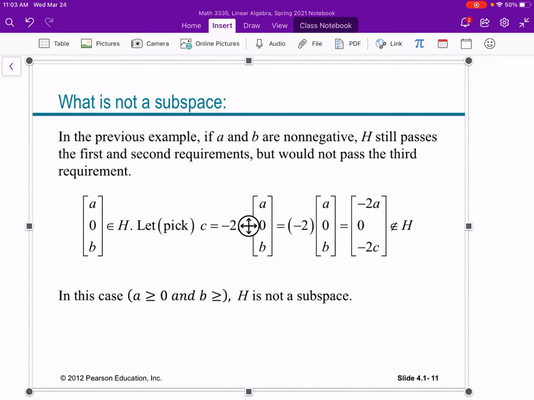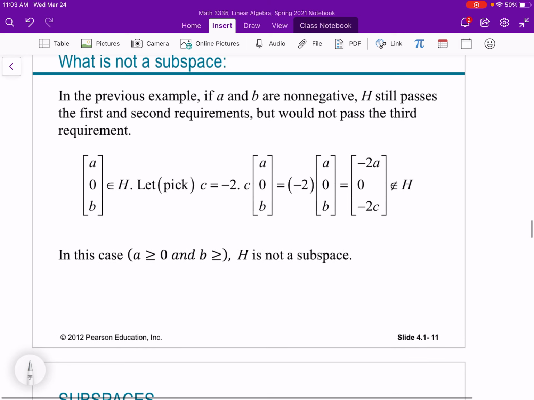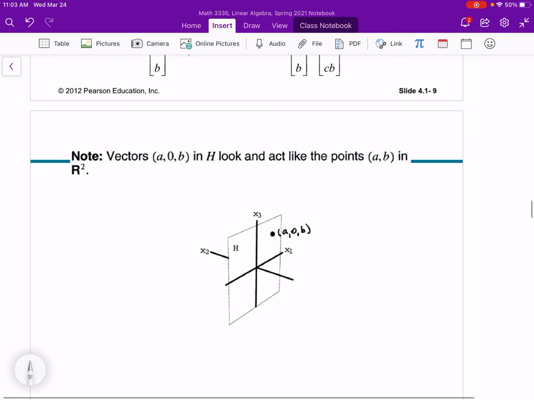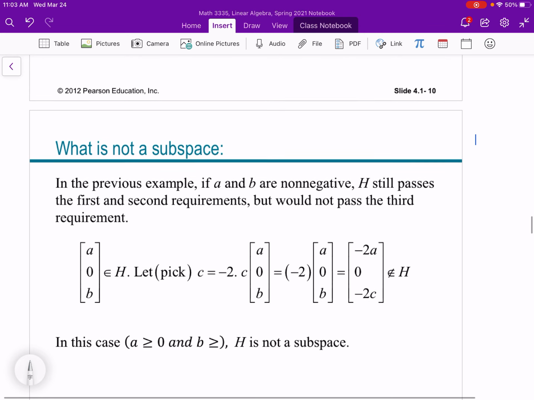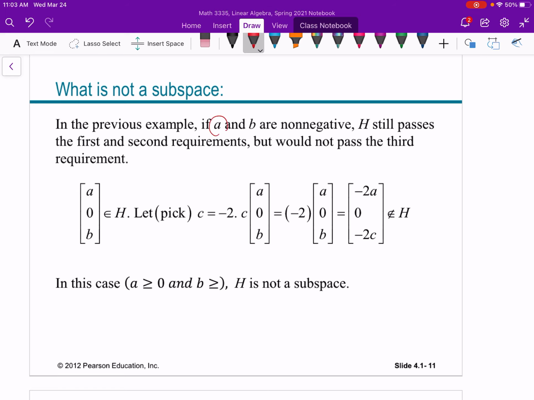Okay, class. Now we want to look at an example. What is not a subspace? From the previous example, we have the set H. From the same set, if we now restrict a and b to be only non-negative, meaning a, b are greater than or equal to 0.